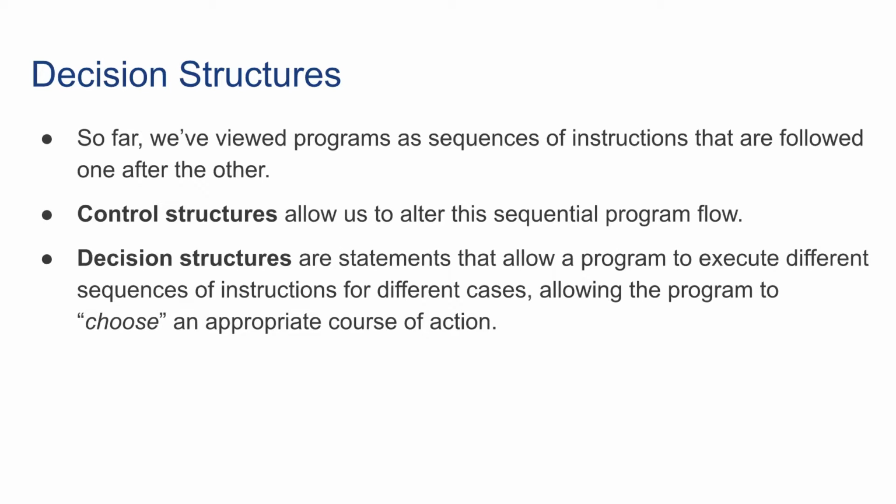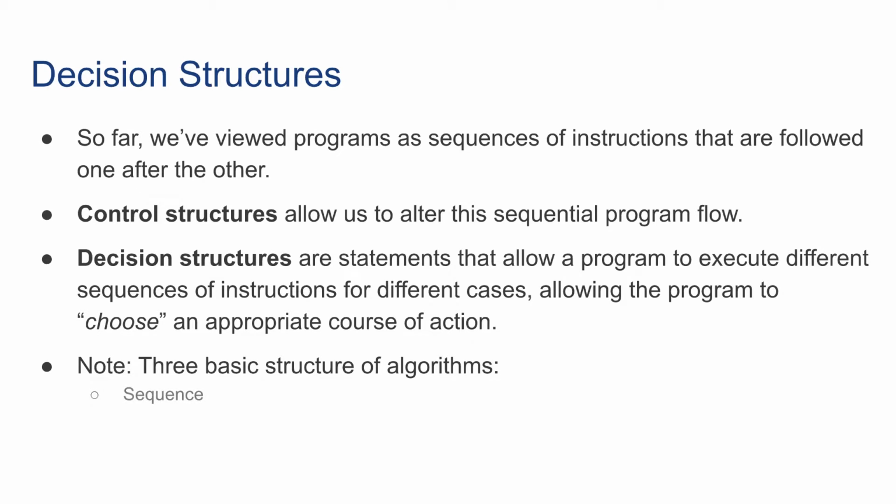course of action. An important note: there are three basic structures of computer algorithms or programming algorithms, that are sequences, selections, and iterations, and decision structures are a type of selection structure.